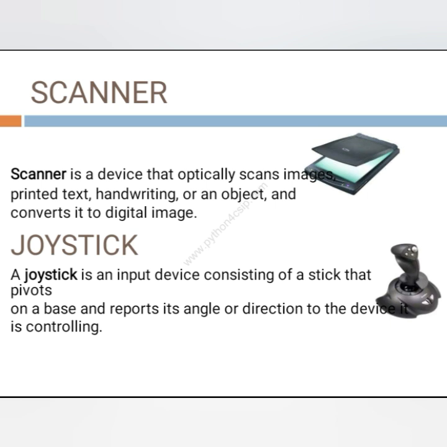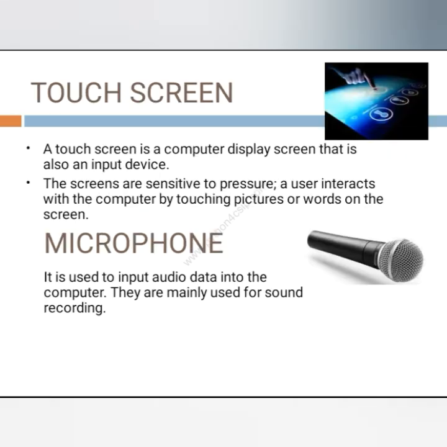Next is joystick. That is an input device consisting of a stick that pivots on a base and reports its angle or direction to the device it is controlling. Joystick is mainly used for playing computer games. The screens are sensitive to pressure. A user interacts with the computer by touching pictures or words on the screen. Microphone. It is used to input audio data into the computer. They are mainly used for sound recording.